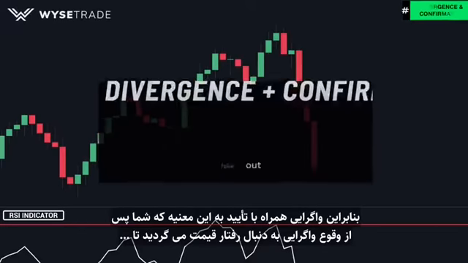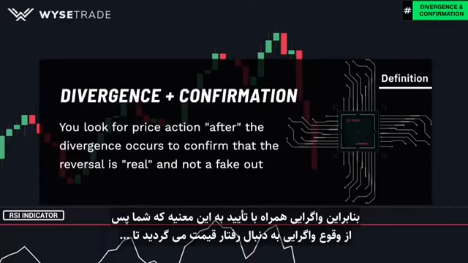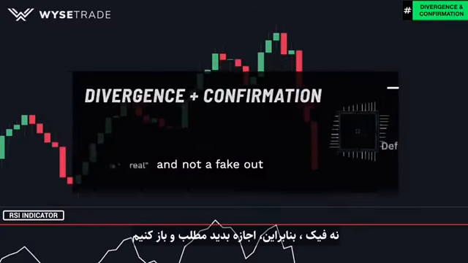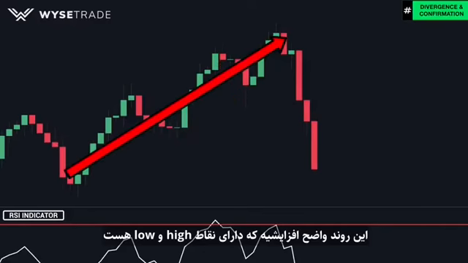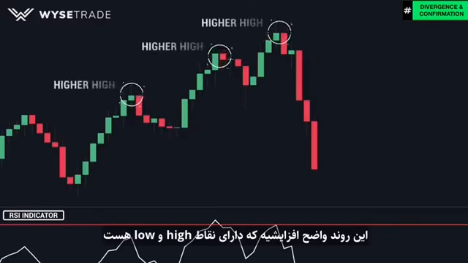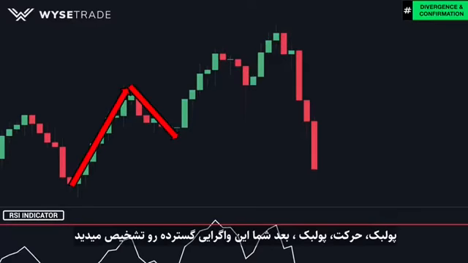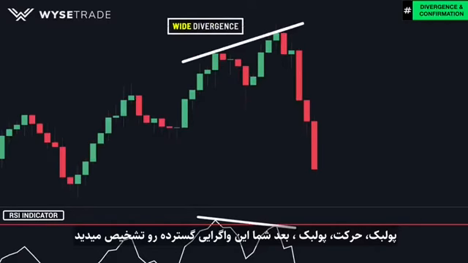So, divergence combined with confirmation means you look for price action after the divergence occurs to confirm that the reversal is real and not a fake out. So let's break this down. This is a clear moving uptrend as price is making higher highs and higher lows. Run, pull back, run, pull back, run. You then spot this clear wide divergence formation.